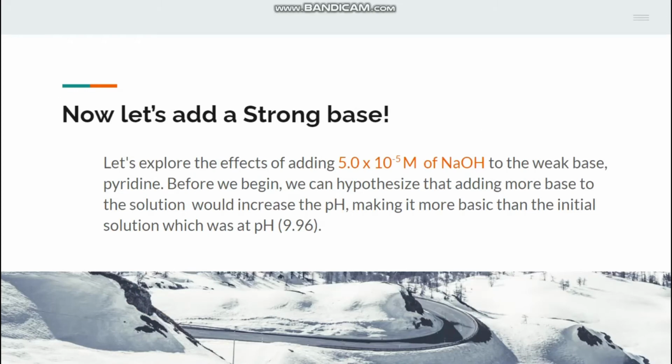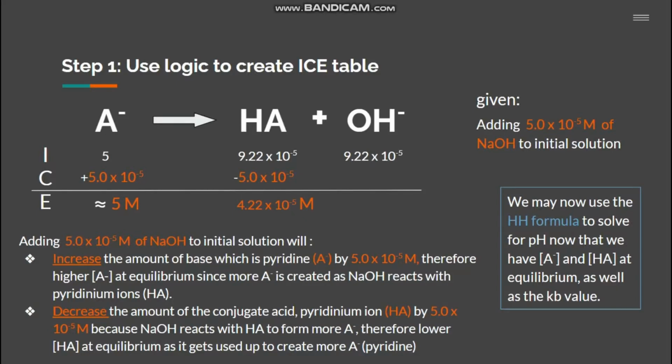We will be adding 5 times 10 to the power of -5 moles of sodium hydroxide to the weak base pyridine. We can hypothesize that adding more base would increase the pH, making the solution more basic. Adding 5 times 10 to the power of -5 moles of NaOH will increase the amount of base, which is pyridine, by 5 times 10 to the power of -5 moles.